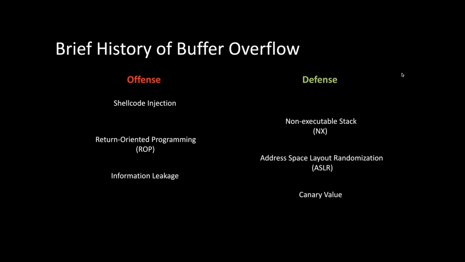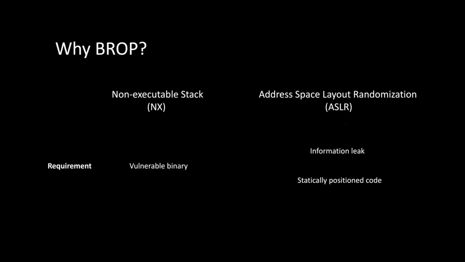However, the offense team used information leakage to actually detect those addresses and use offsets to compute the address at runtime. This information leakage also defeats the canary value, which is a value between the buffer and the actual return address to prevent the hacker from rewriting those addresses. So why is BROP so important?